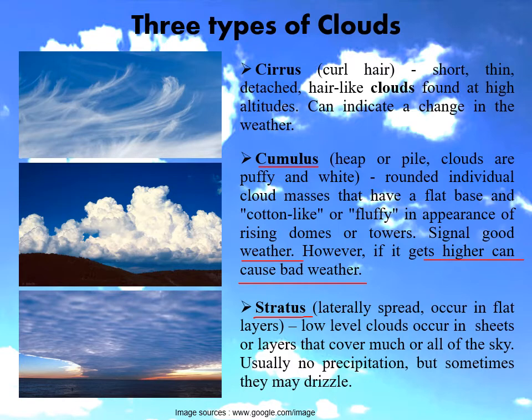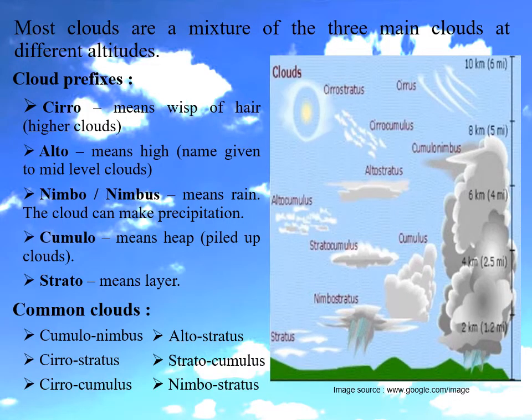Usually, they do not bring rainfall with them, but sometimes rainfall can happen with stratus clouds. So these are the three main types of clouds found in nature. But most clouds that we find in our daily life are basically a mixture of these three types. Here you can see them at different levels.